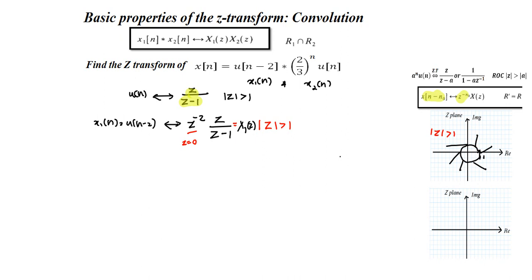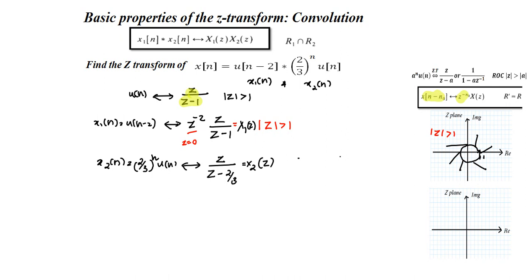Now we can write the second signal x2 of n. This is x2 of n, which is written as (2/3) raised to n into u of n. And the transform of this particular signal, based on the equation a raised to n into u of n, you can apply this equation. So it becomes z by z minus 2 by 3, which is equal to x2 of z.